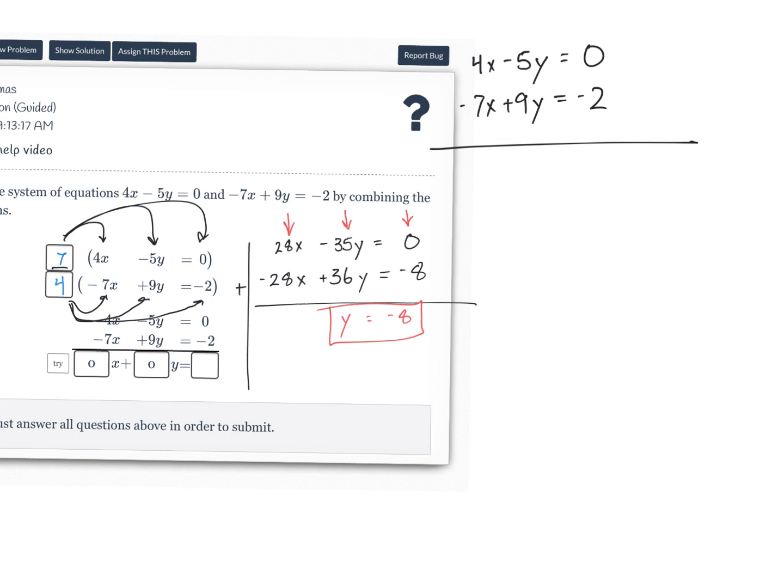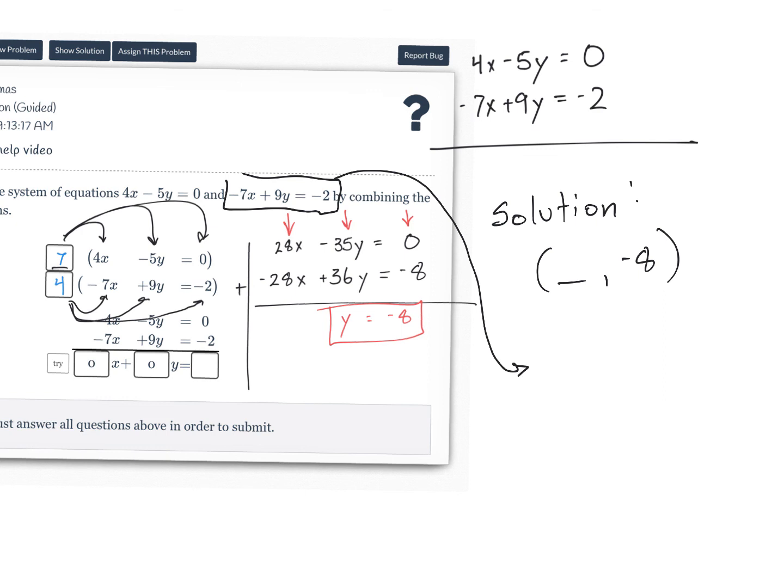Okay, so we got half the answer. The solution we have so far is the ordered pair, something comma negative 8. Because y is negative 8, the second number is negative 8, but what's the first number? The x value. How do we find that? How we usually do it. We have y, use that to find x.